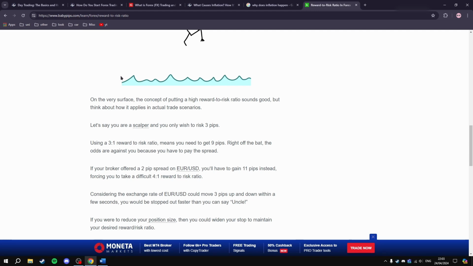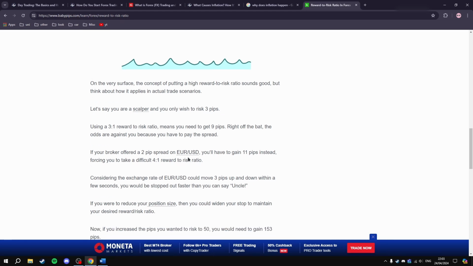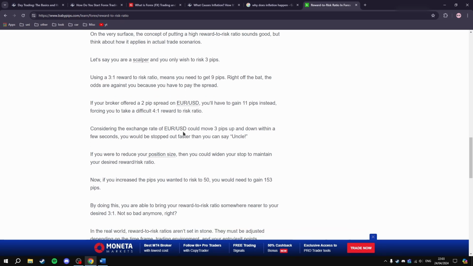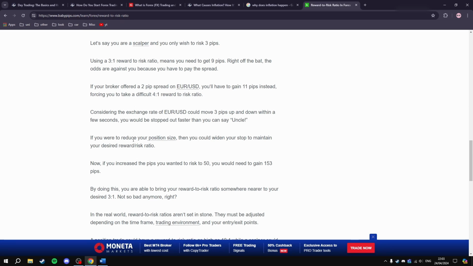Right off the bat, the odds are against you because you have to pay the spread. If your broker offered a 2 pip spread on EURUSD, you have to gain 11 pips instead, forcing you to take a difficult 4 to 1 reward to risk ratio. Considering the exchange rate of EURUSD could move 3 pips up and down within a few seconds, you would be stopped out faster than you can say uncle.